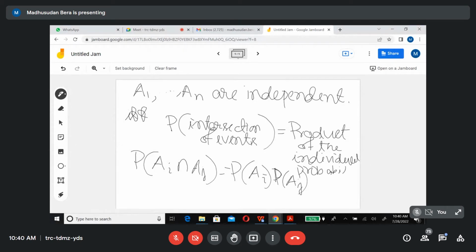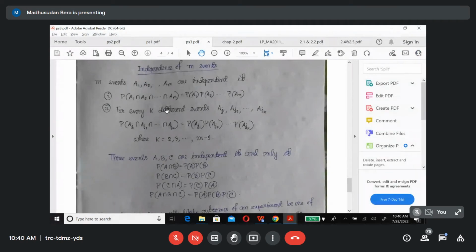So at least two events are required for an intersection. That's why m varies from 2 up to m. Correct or not? Yes sir. But the m case is included in the first condition. The first condition is A1, A2 up to Am intersection equal to the product of these. That's why k varies from 2 to m minus 1. If you do not write this one, that case you can mention here, 2, 3 up to m. Now it's okay? Yes sir.